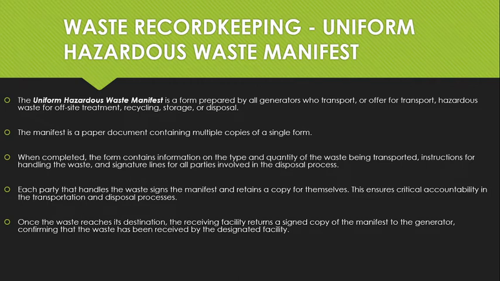The generator gets a copy. The transporter gets a copy. Transporter 2 gets a copy. The disposal facility gets a copy. And then the disposal facility actually mails back the final signed manifest to the generator. So there's a lot of copies that go around. Basically, everybody gets one. That's why it's a carbon copy. So it's really important that these are filled out fully and accurately, because like I said, everyone's getting a copy, and the last thing you want to do is screw it up.